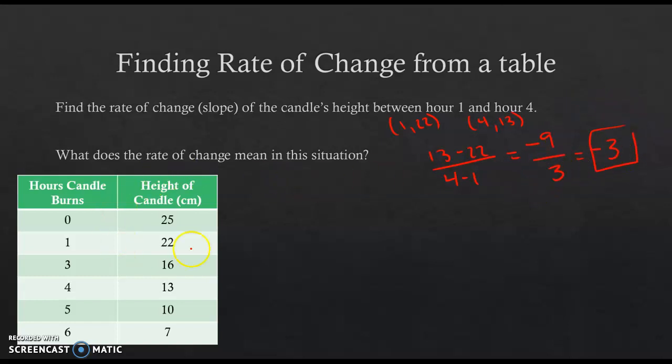And so because we have an actual situation, this is a negative 3 centimeters per hour. And so it asks, what does this rate of change mean in this situation? And in this case, it means that we burn 3 centimeters every hour the candle is lit. That's what this represents. That our candle burns 3 centimeters for every hour that it is lit.